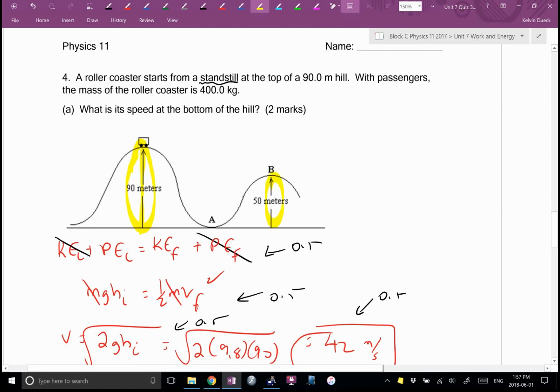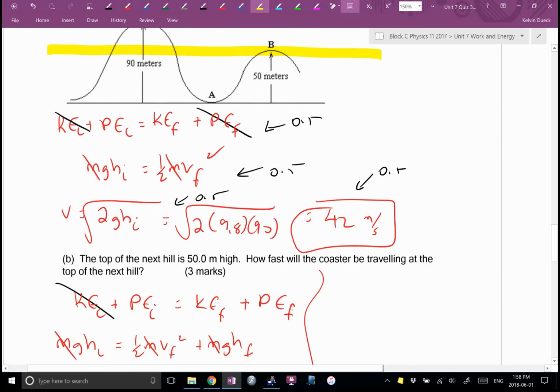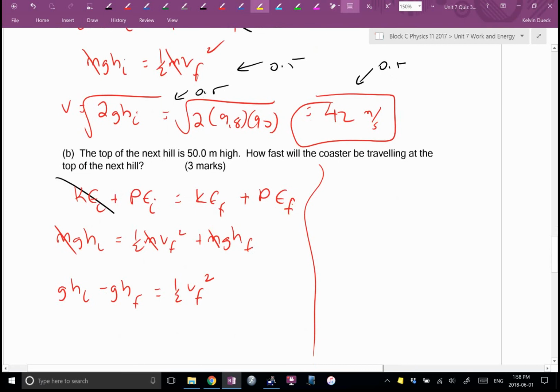How high? One of the nice things about energy, because it's a scalar, is I can put the ground wherever I want to. I'm going to put the ground right there. Now how high is point B? No, not if I put the ground right there. How high is point B? 0. How high is this part here? 40.